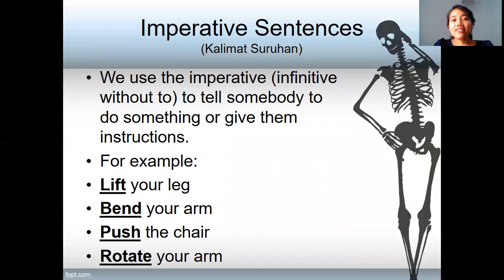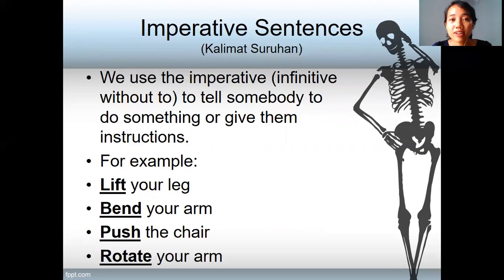Okay, the next is about imperative sentences, or kalimat suruhan. Why is it important? Because when you ask the patient to do something, you need to give the direction, or arahan. It means that an imperative sentence is how to tell somebody to do something or give them instruction.